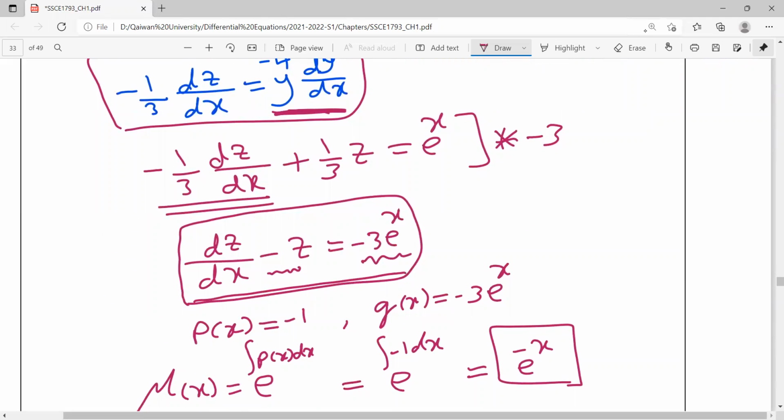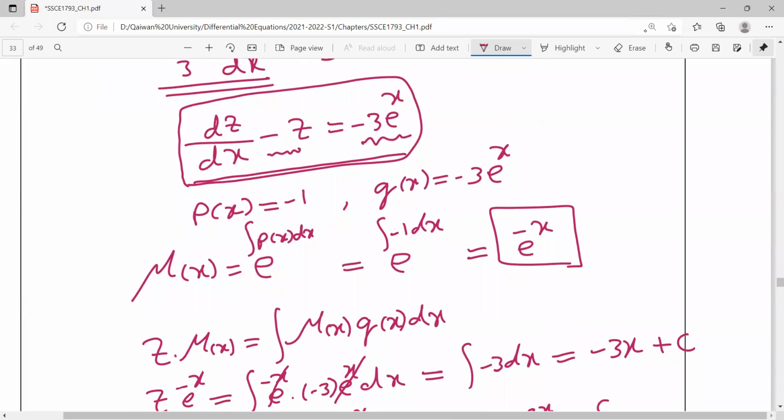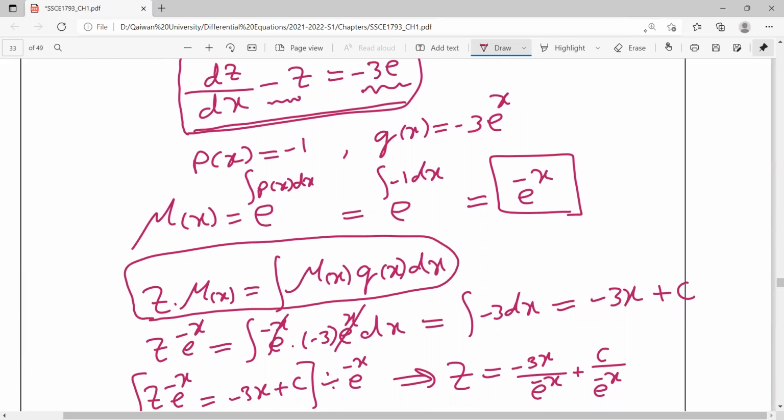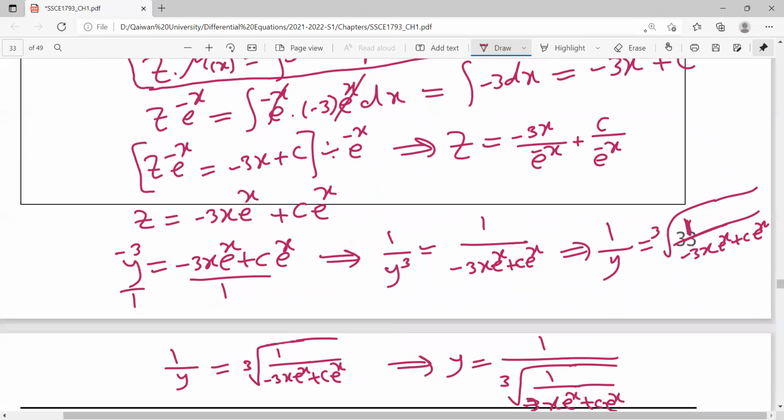And this equation is a linear differential equation. In a linear differential equation, we just follow the steps. First, we are going to find the integrating factor. The integrating factor is e to the power integration of p of x dx. And here p of x is negative 1. So you get e to the power minus x. Then we use this rule for finding the solution for z. Then we get the solution for z here.